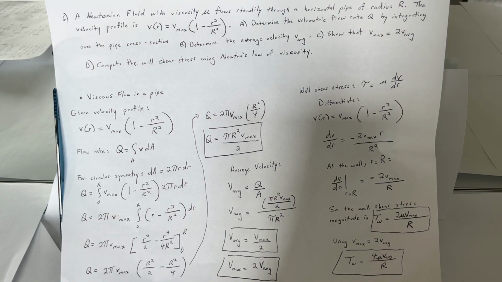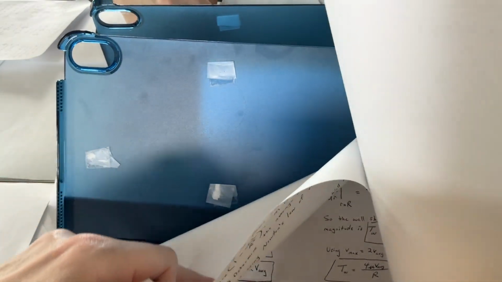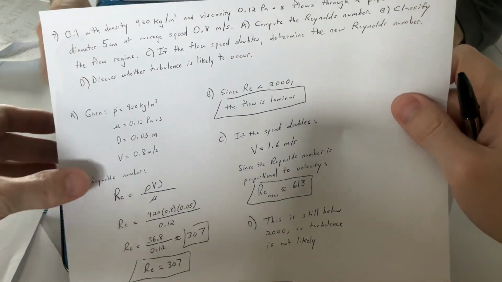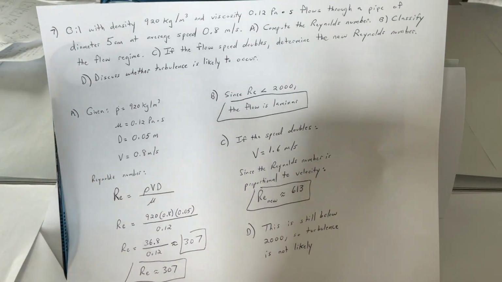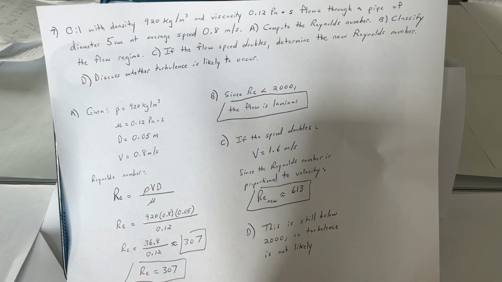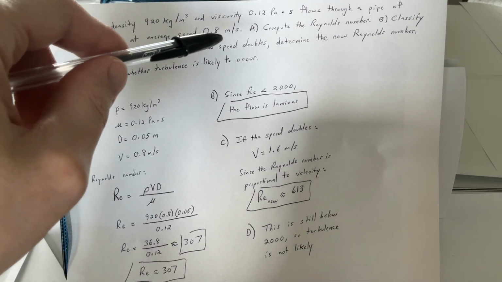Moving to number 7. Okay, hopefully that's in focus. Number 7: oil with density 920 kilograms per cubic meter and viscosity of 0.12 Pa·s flows through a pipe of diameter 5 centimeters at an average speed of 0.8 meters per second.